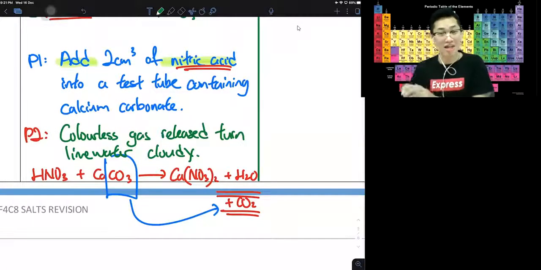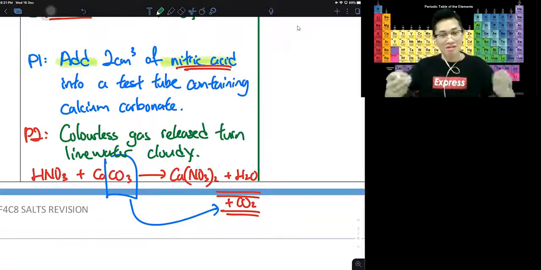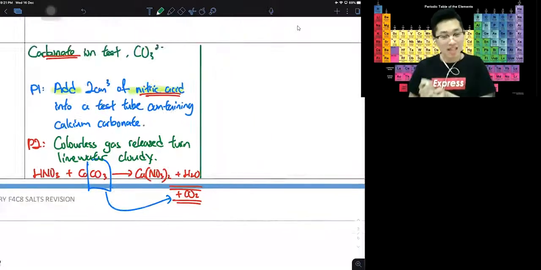So that's the answer. Just like that for the carbonate ion test. So remember, all the ions we write one time. So carbonate done.